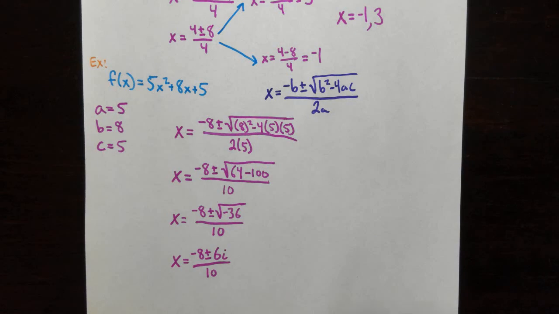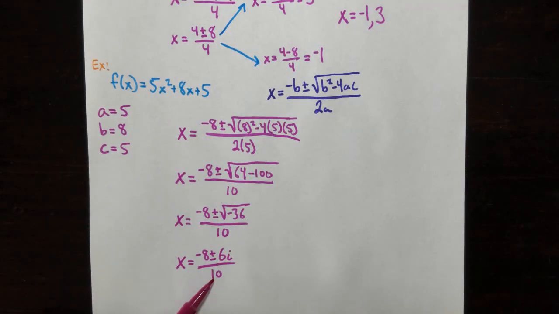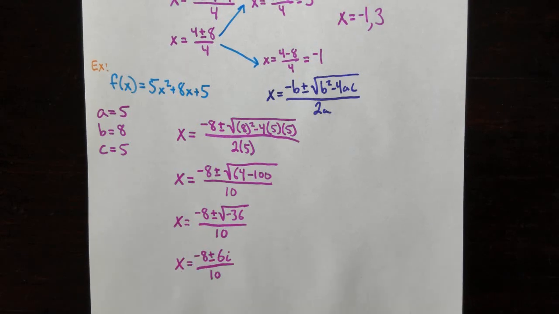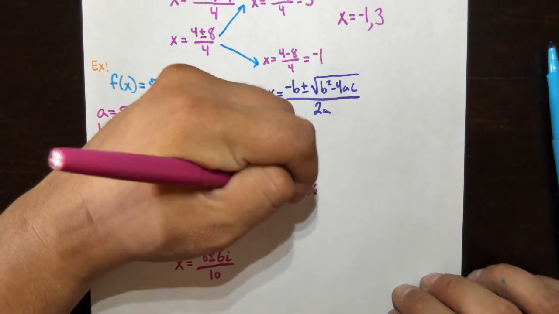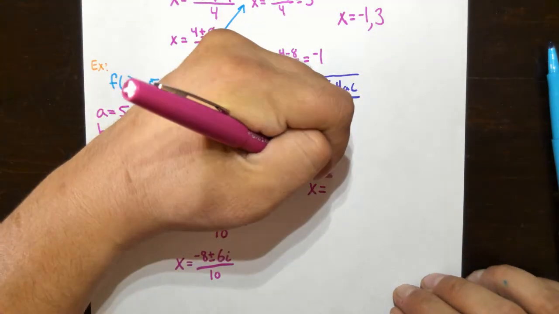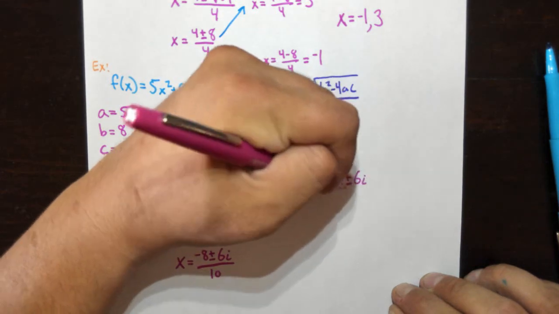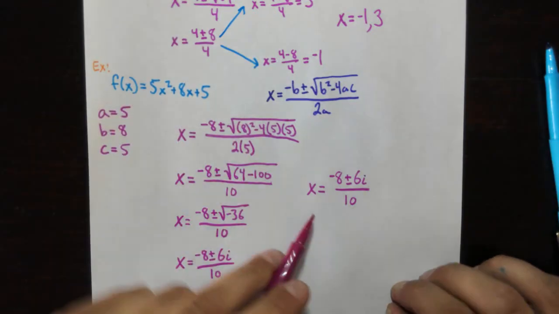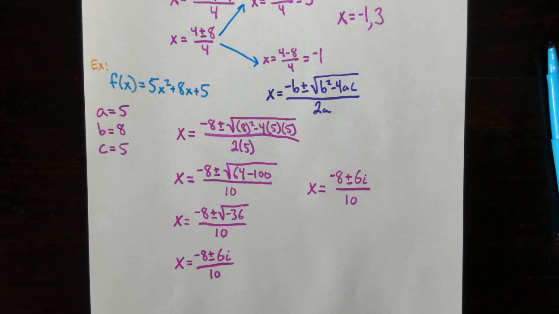And here's the thing with this. Notice that neither 8 nor 6 is divisible by 10, and we can't combine 8 or 6 because they're not like numbers. Therefore, we can leave our answer just as it is. So x is equal to negative 8 plus or minus 6i divided by 10. This is the most simplified version we can get of that answer.